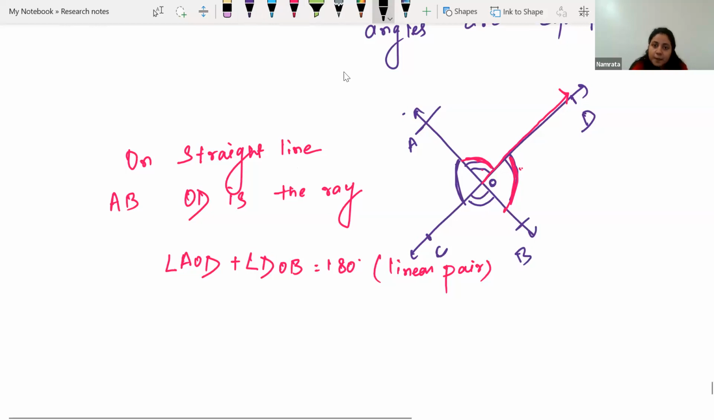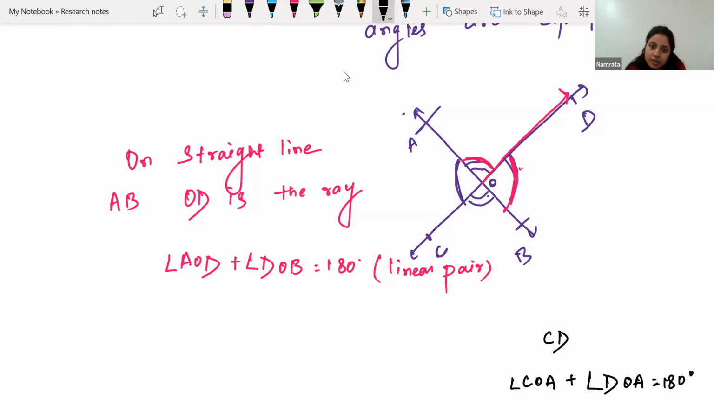Now similarly, if we take a straight line CD, and if there is a ray OA, then angle COA plus angle AOD will be 180 degrees. Similarly, the sum of this one and this one will also be 180 degrees.